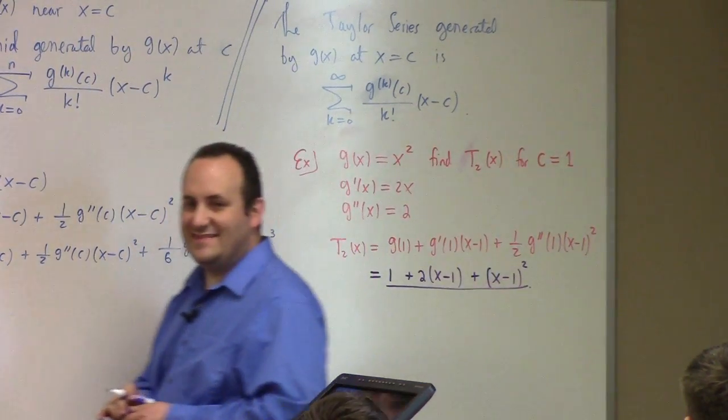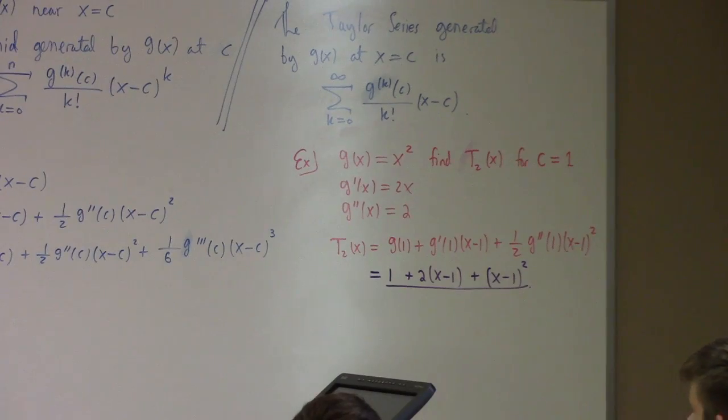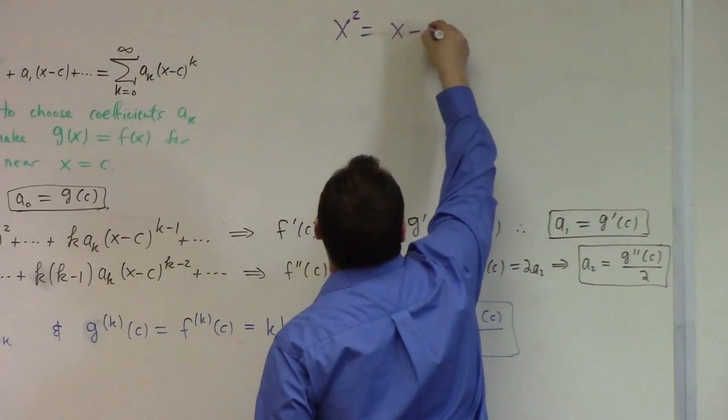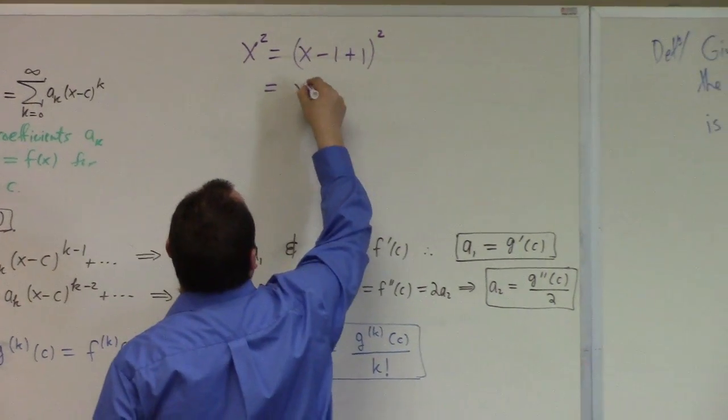Now, this is not just an approximation to x squared, right? Because x squared is a polynomial, the best polynomial approximation is in fact not an approximation at all. It's in fact exactly equal to x squared. That's an algebra identity. You can check that that's equal to x squared. In fact, I could have done this a different way. I could have said x squared is equal to x minus 1 plus 1 quantity squared, and I could have FOILed that out.